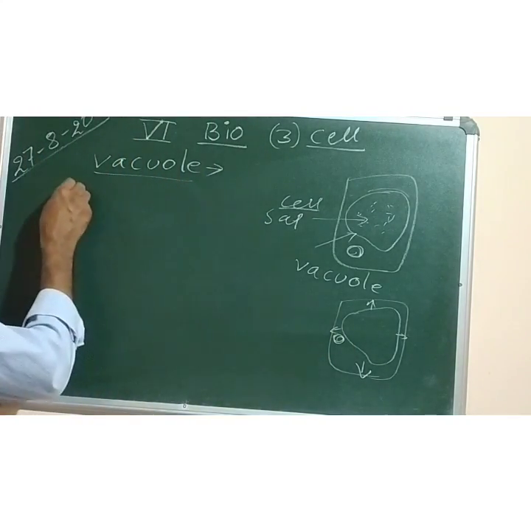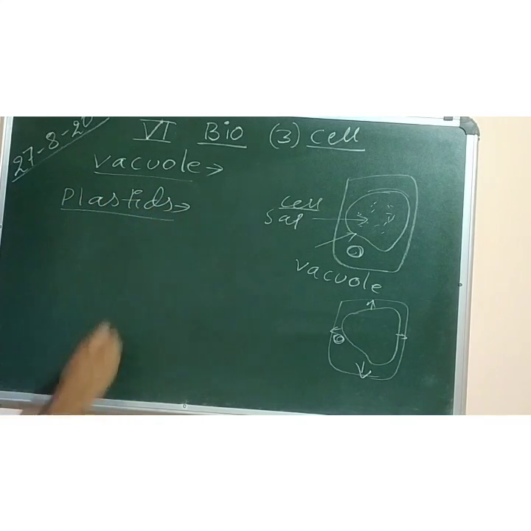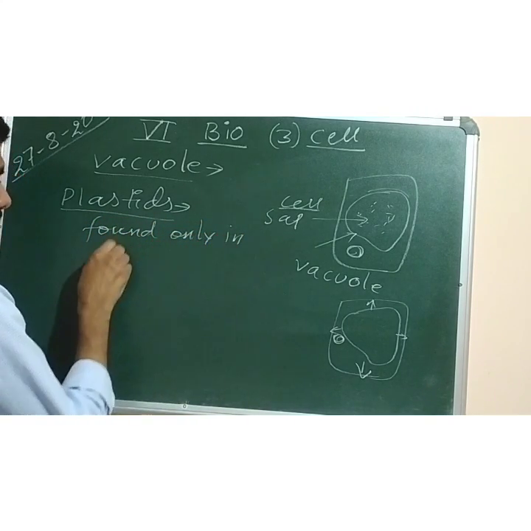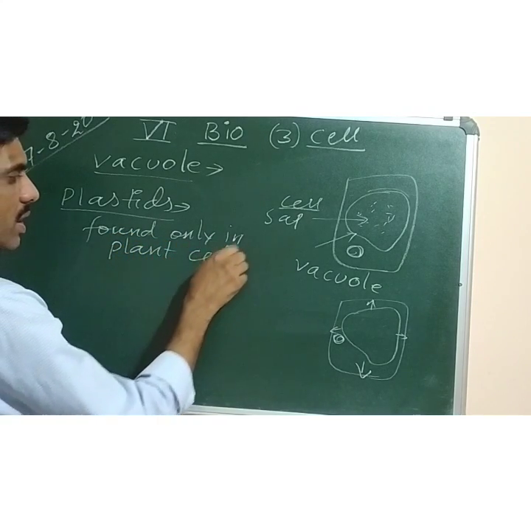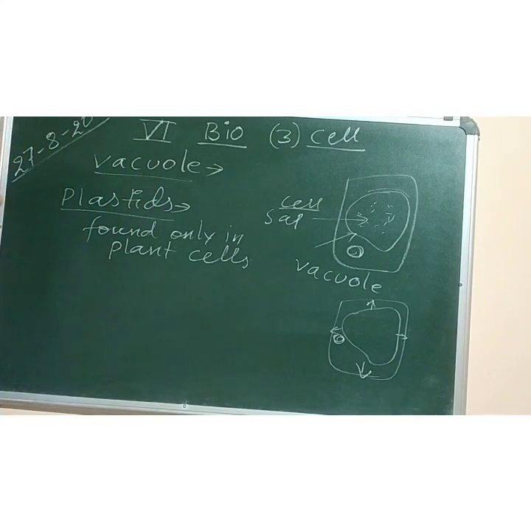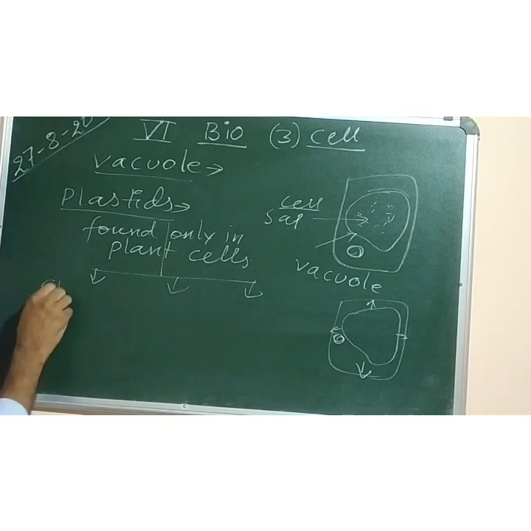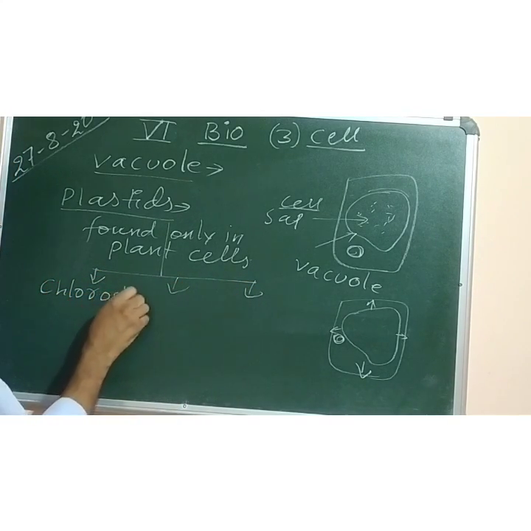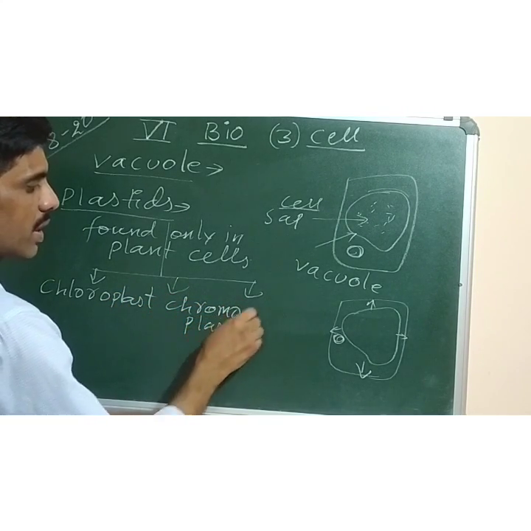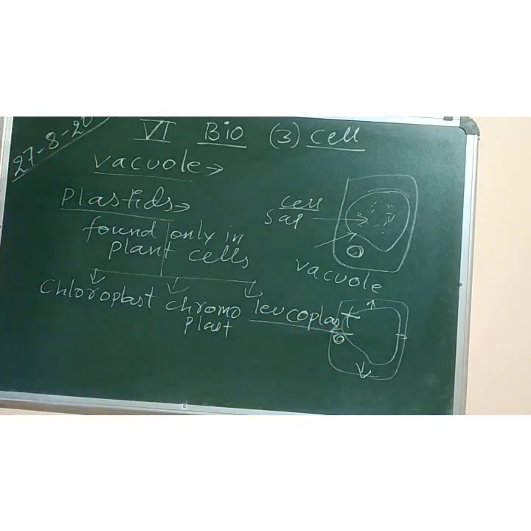Now the next cell organelle that we have to study is plastids. What are plastids? Plastids are the cell organelles which are found only in plant cells. They are bound by a double membrane, and depending on the colors they give, there are three types of plastids. What are they? Number one, chloroplast. Number two, we have chromoplast, and the third one is leucoplast. This one is called the colorless plastid.